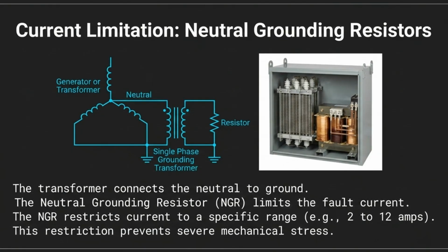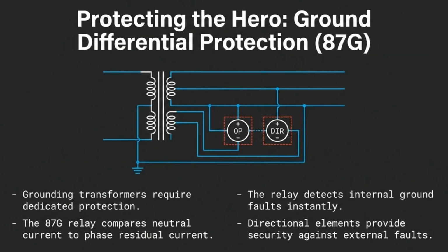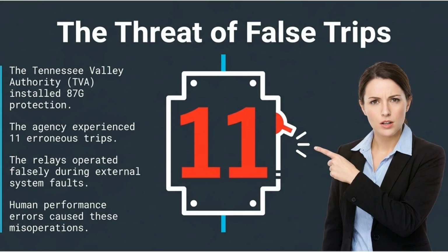Neutral grounding resistors, or NGRs, are vital for limiting fault current to a specific range, such as 2 to 12 amps. This restriction is crucial for preventing severe mechanical stress on the system during a fault. To protect the grounding transformer itself, we use 87G relay protection. By comparing neutral current to phase residual current, these relays can detect internal ground faults instantly, while directional elements ensure security against external faults. However, false trips remain a threat.